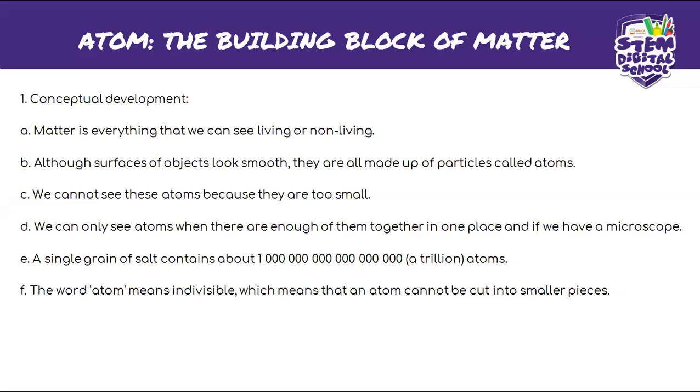Now, matter is everything that we can see, either living or non-living. All right. We said we cannot see atoms because they are what? Too small. We can only see atoms when there are enough of them together in one place, and if we have a microscope. So even if a single piece of matter cannot be seen with the naked eye, if we bring them closer, the only thing that can assist us to see is the microscope.